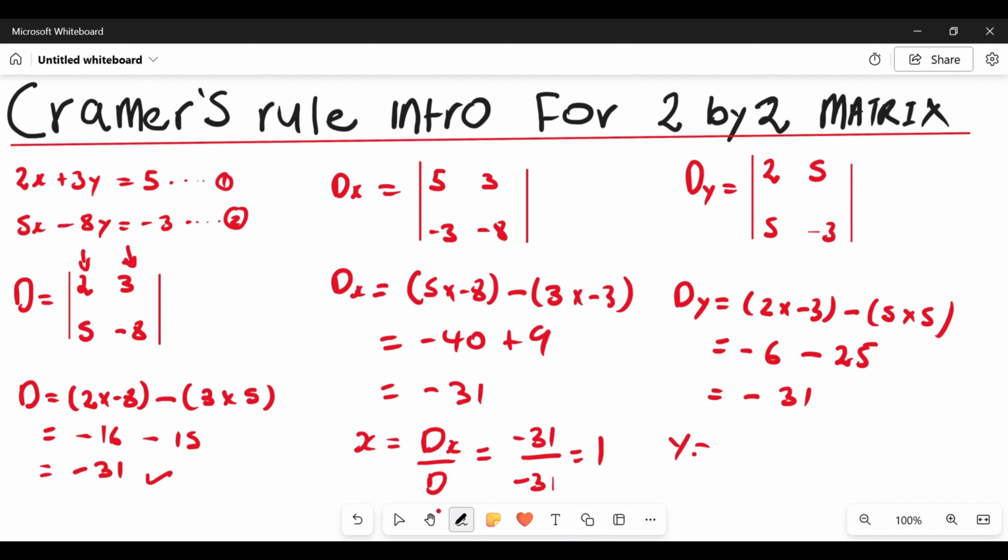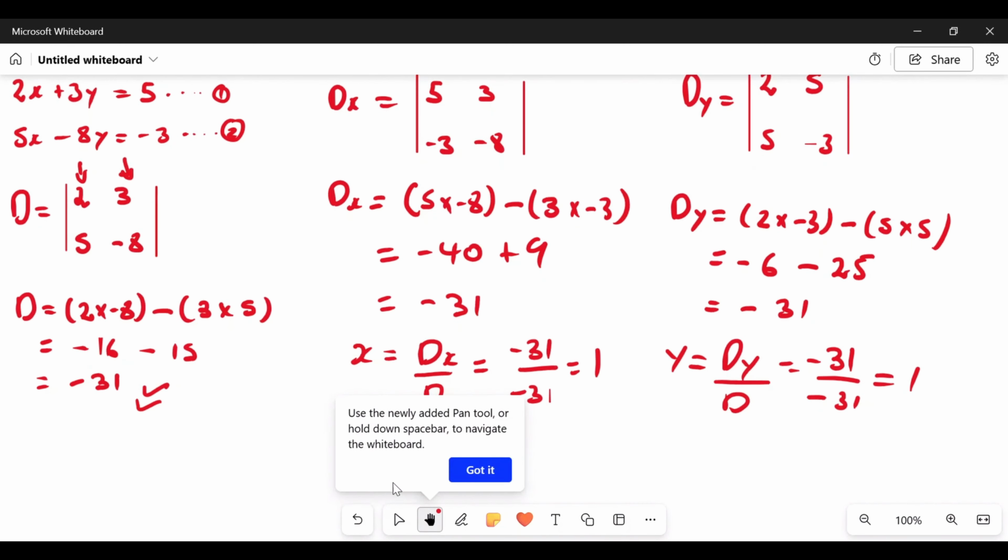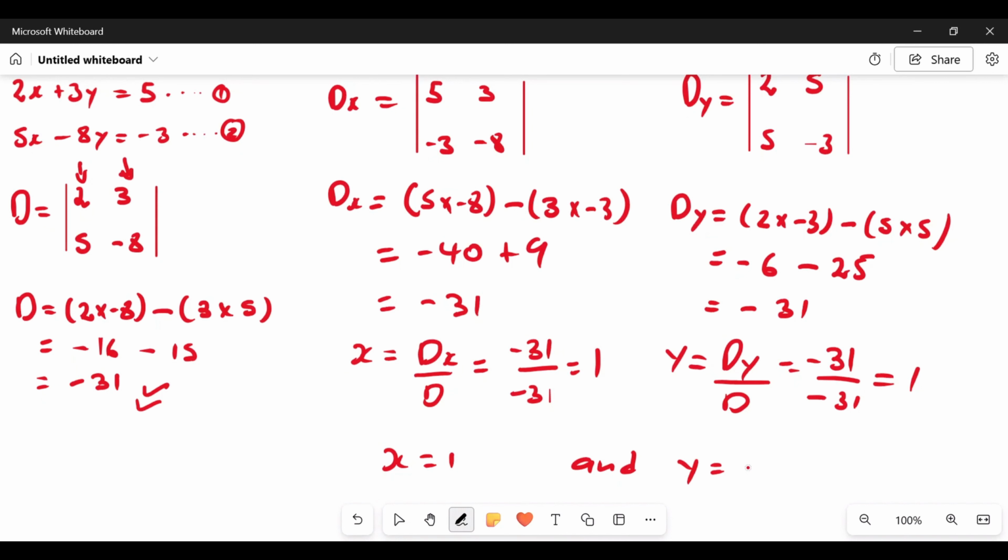Now for y, we're going to do similar. We're going to take the determinant of y and we divide it by our determinant. What is the determinant for y? It is going to be negative 31 divided by our determinant there, which is negative 31. So y is equaling to 1. So we can say here, let me create more space here, guys. We can say here x is equaling to 1 while y is equaling to 1.